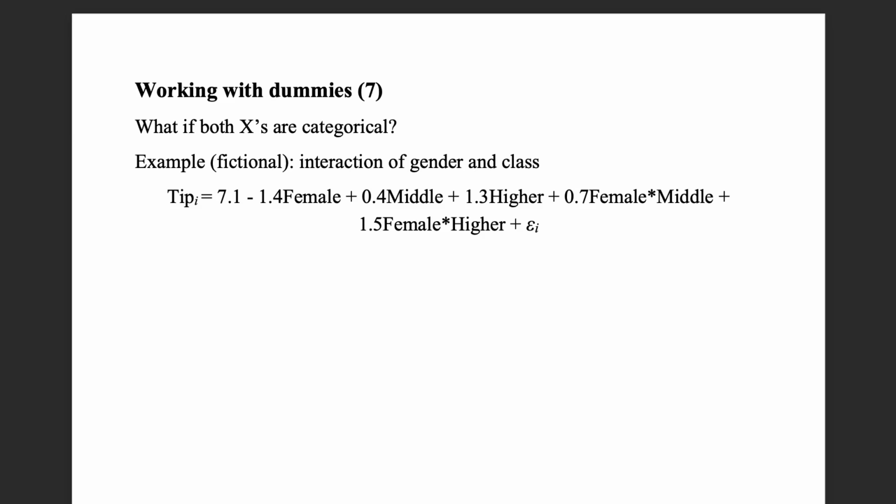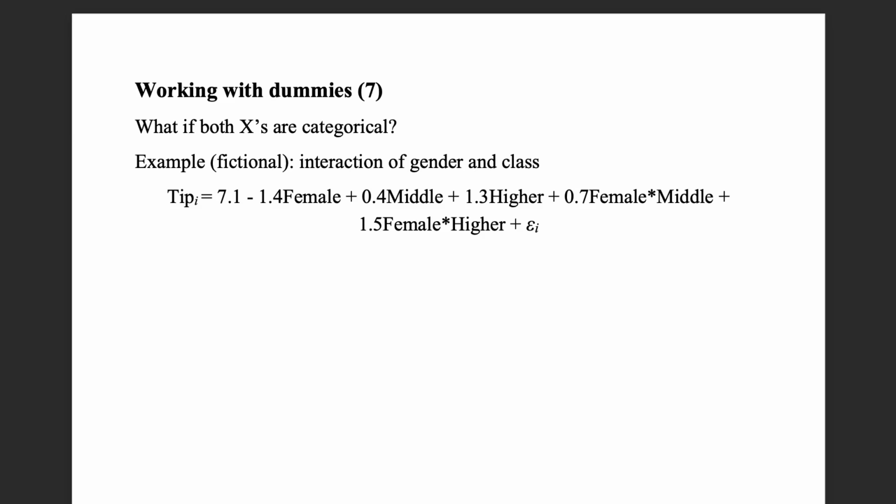So 7.1 minus 1.4 multiplied by the female dummy, plus 0.4 multiplied by the middle class dummy, plus 1.3 multiplied by the higher class dummy, plus 0.7, so that's the first interaction term of the female dummy multiplied by the middle class dummy, plus 1.5, so that's the second interaction term multiplied by the female dummy times the higher class dummy. So notice here that I picked two reference categories, one for the gender dummy where I picked male as the reference category, and one for the class categories where I picked lower class as the reference category, and distinguished between three levels of class, so lower, middle, and higher class.